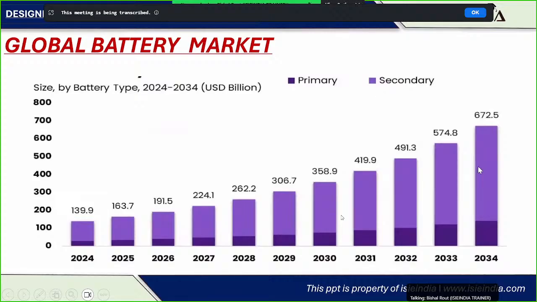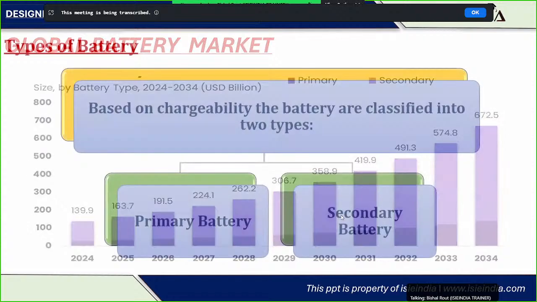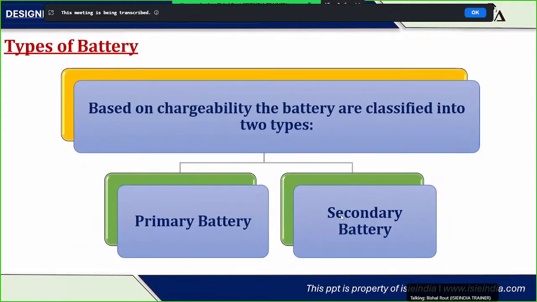As far as growth is concerned, a lot of secondary cells are out there, and out of these you will find lithium-ion is at the top of the market. Again, cells are further classified into primary and secondary.